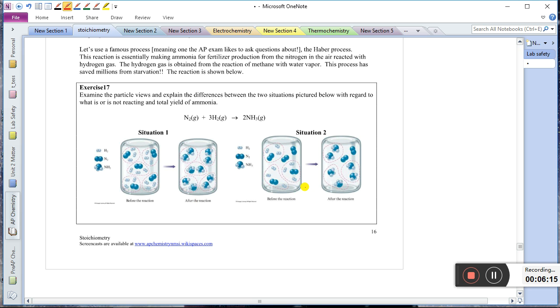Hydrogen gas. Because what is a limiting reactant? What we run out of. We've got nitrogen left over, so in this case, H2 is limiting, N2 is in excess. We've got too much. We couldn't use all of it.